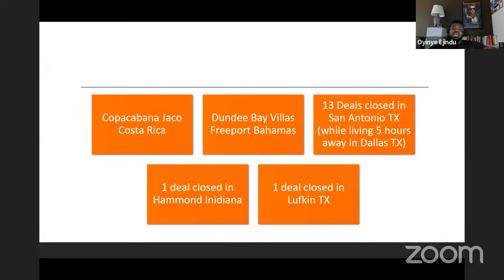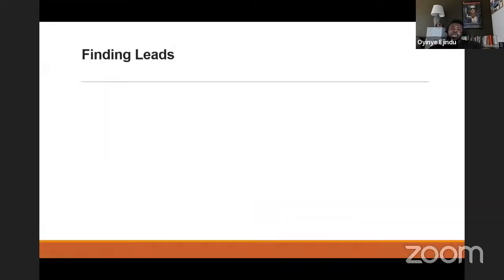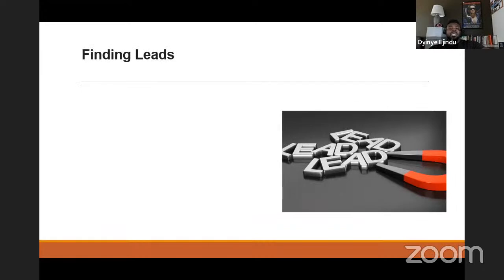Same thing with the deal in Lufkin, Texas. Lufkin, Texas is about 7 hours away from Dallas. Same here. So again, I showed you these deals. I didn't show you the deals that I did here in the DFW market, simply because I want you to understand that there is a market outside of your local market. You just have to be willing and able to look for these deals and have these deals serve you and help you grow.